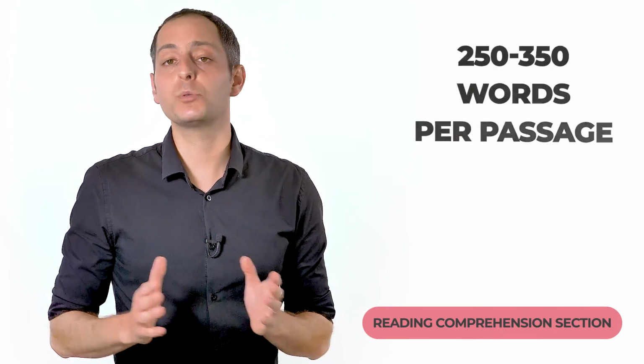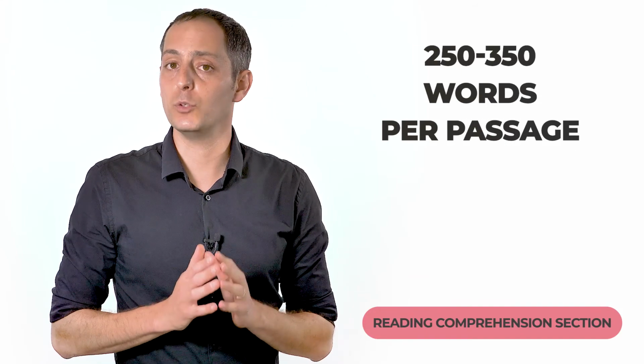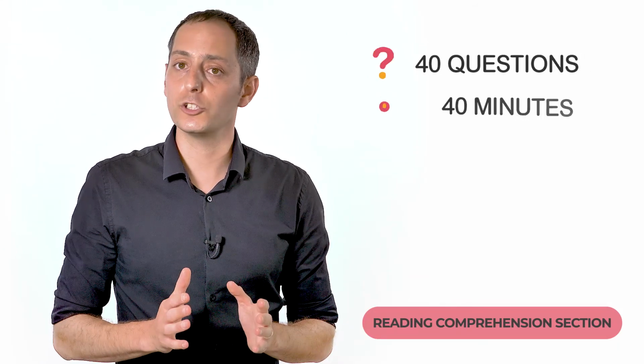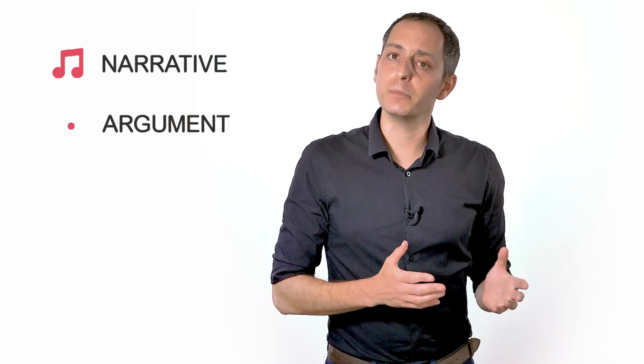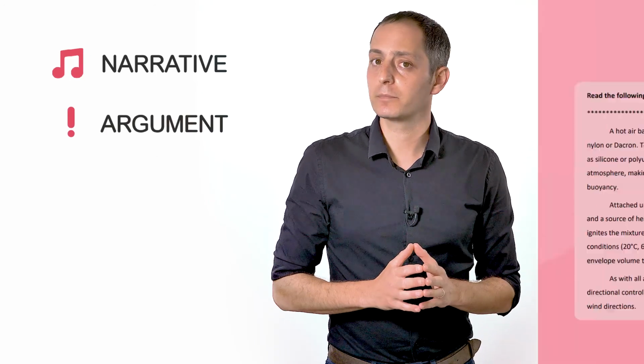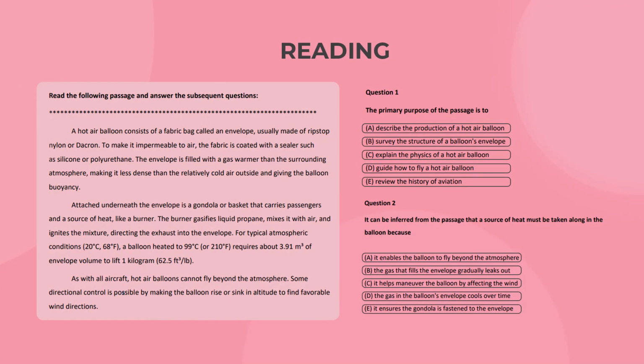The reading section consists of several passages, each between 250 to 350 words, with a total of 40 questions to be completed in 40 minutes. The aim is to assess the student's ability to comprehend texts. The passages on the SSAT consist of 2 types: narrative, like excerpts from novels, prose, poetry, etc., and argument, a text presenting an opinion. Here's an example of a typical passage.